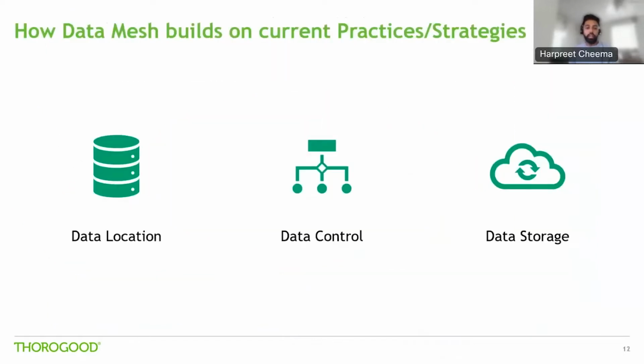Let's just take a look at how data mesh builds on current practices and strategies. So the first is data location. Compared to data lakes, data mesh does not have to be stored in a centralized location and can be scattered across various sources. In terms of data control, data mesh gives control of the data to the team that is owning the domain rather than a single data team handling all the data in a data lake or a data warehouse. So there may need to be more shared control of decisions and shared enforcement of practices, which is where federated governance comes into play.